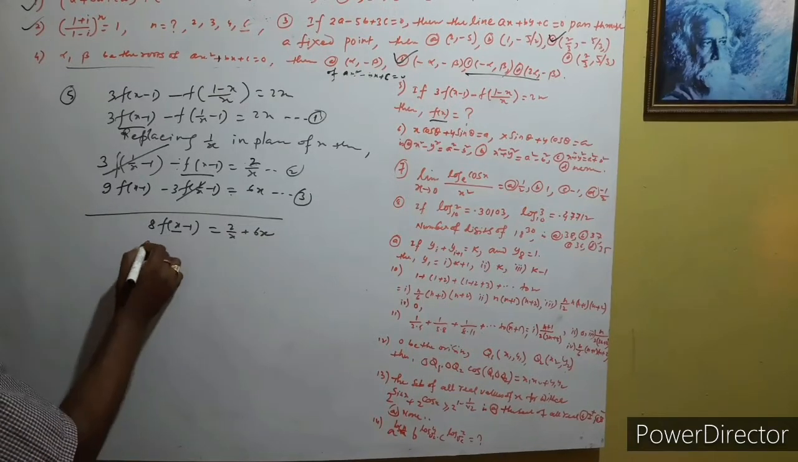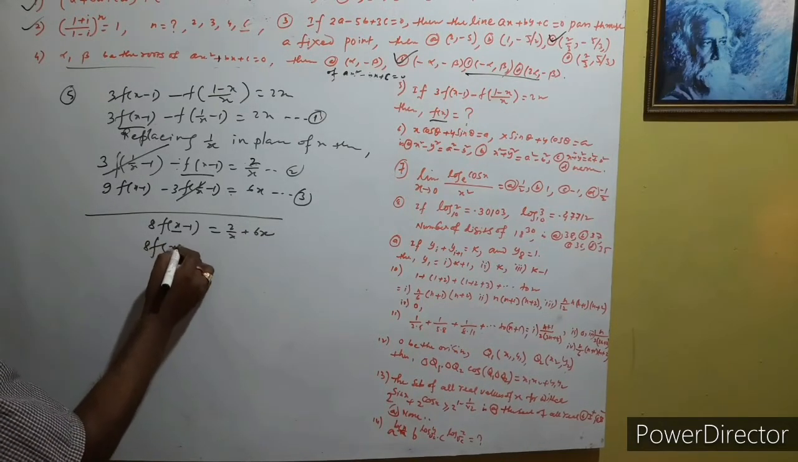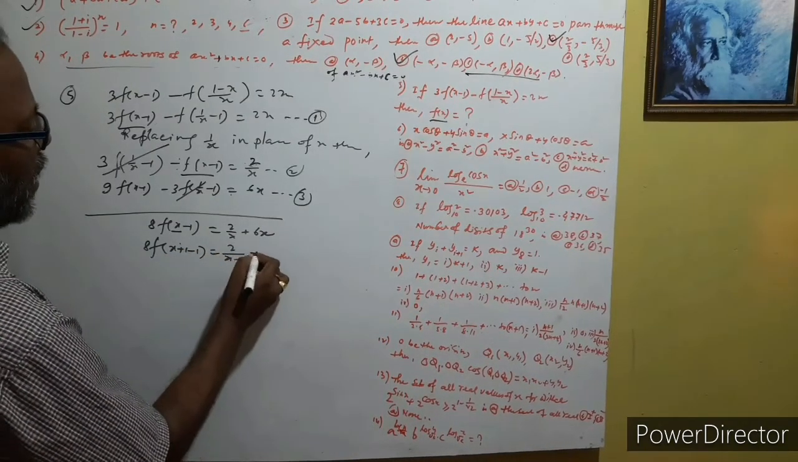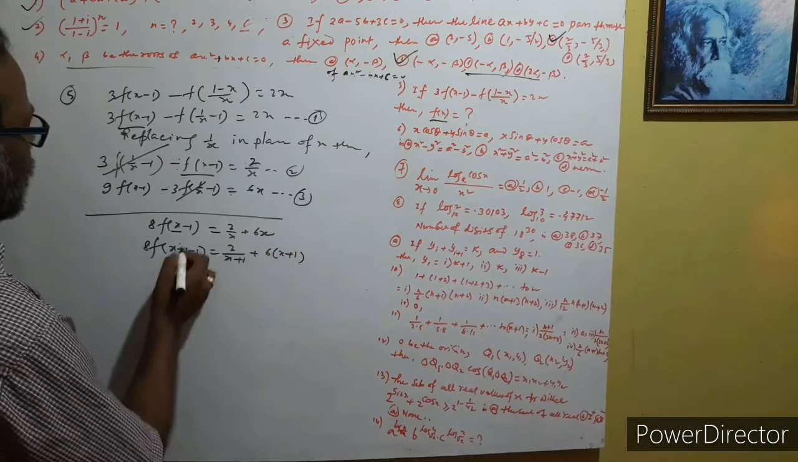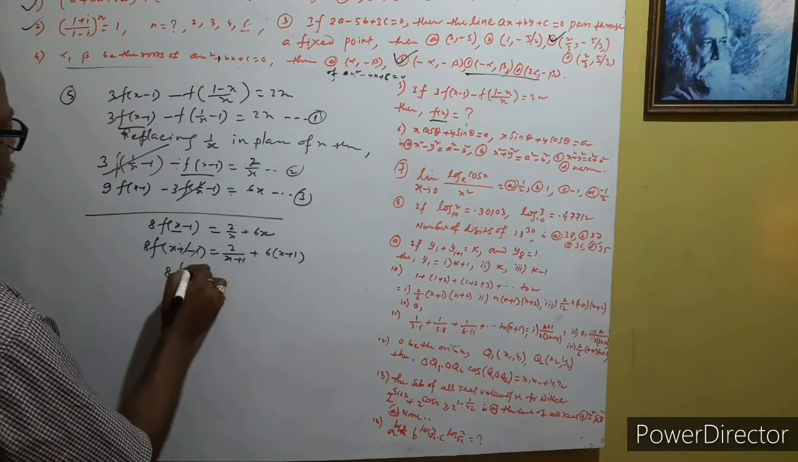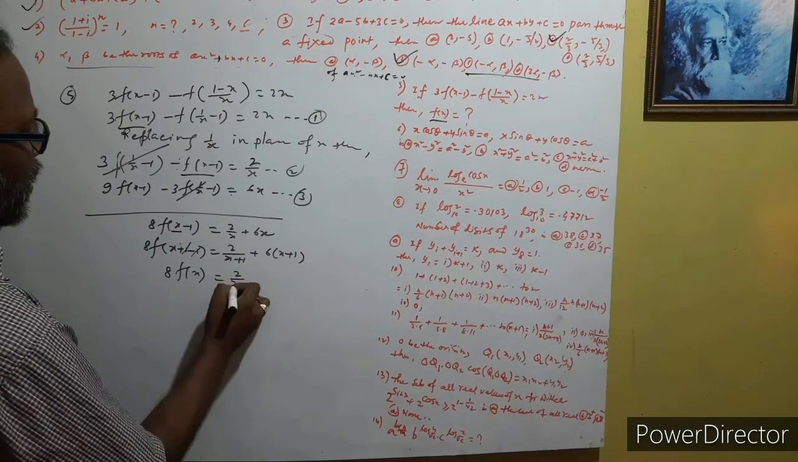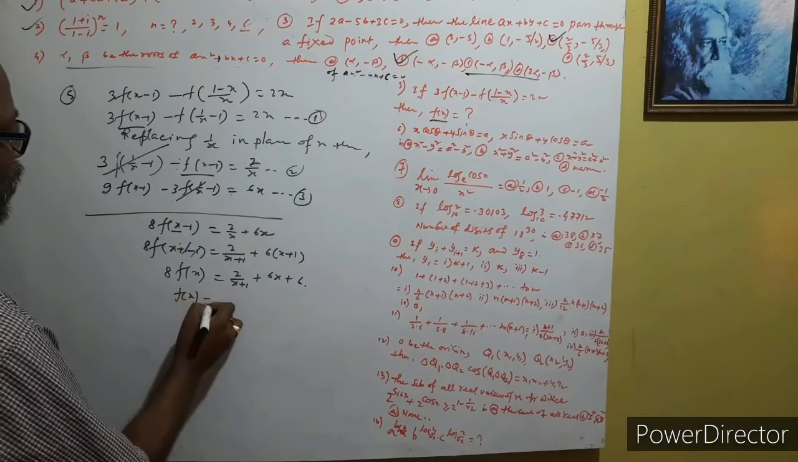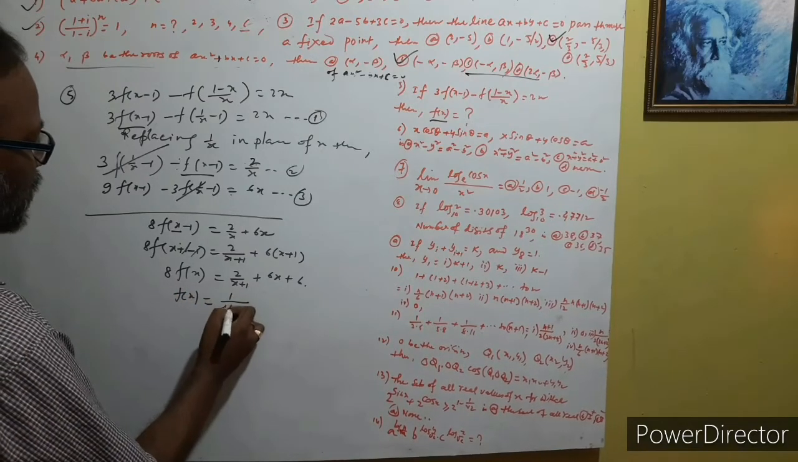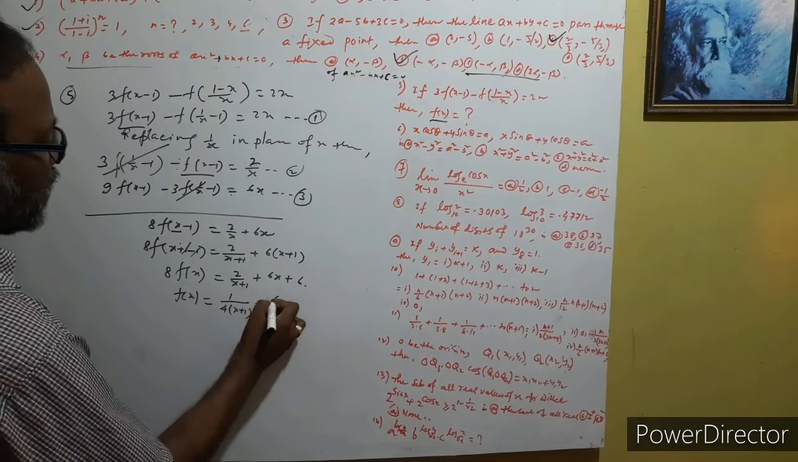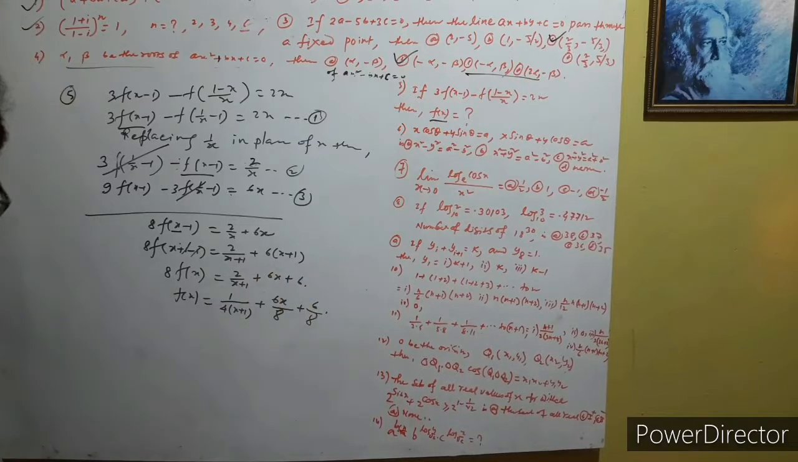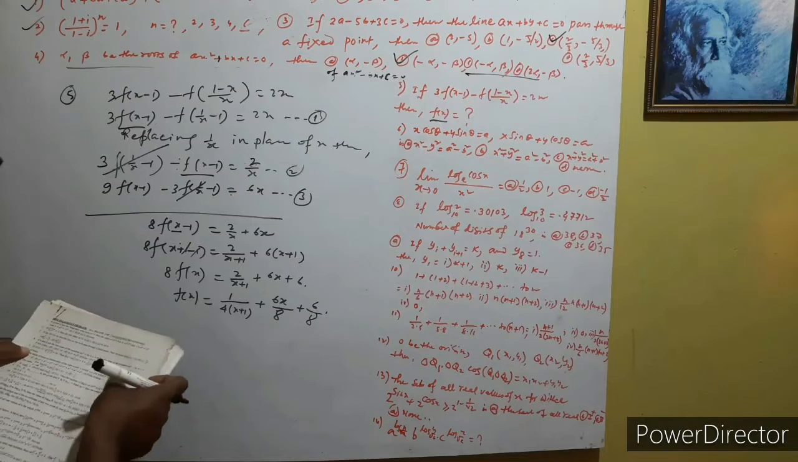Now replacing x with x + 1, this is x + 1 − 1, so the 1s cancel. So 8f(x) = 2/(x + 1) + 6(x + 1), that is 6x + 6. So f(x) = 1/(4(x + 1)) + 6x/8 + 6/8. So this is the option for question number 5.